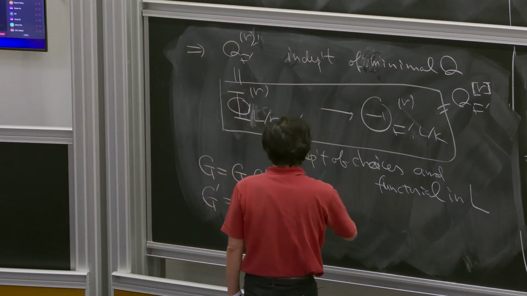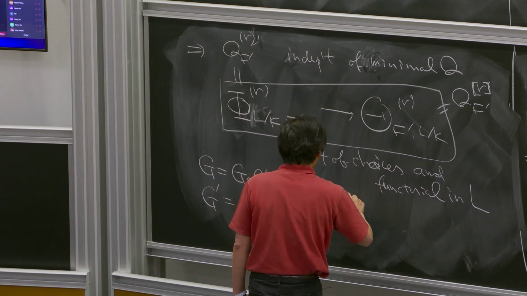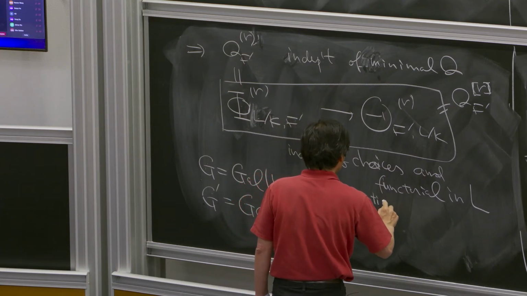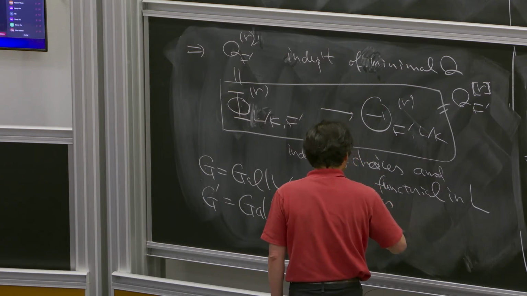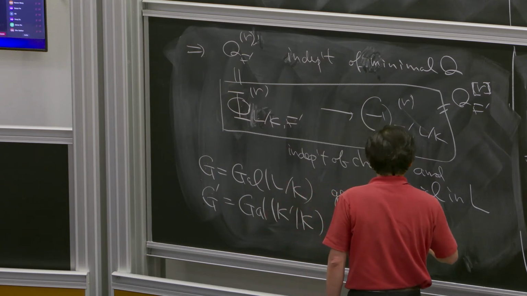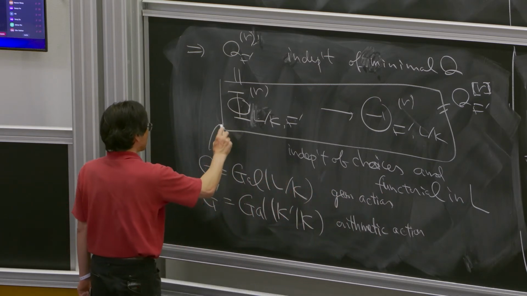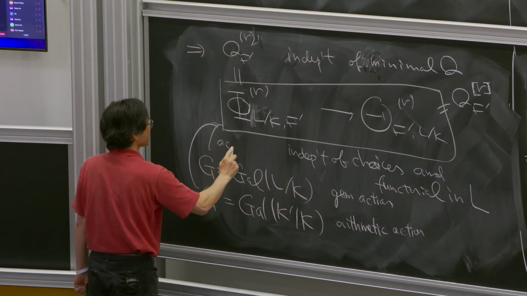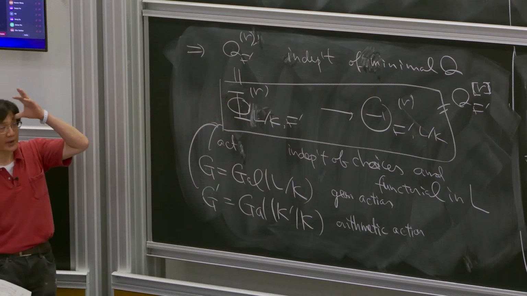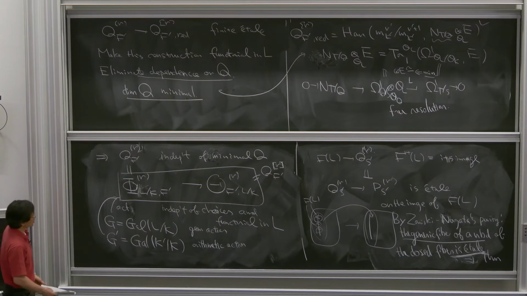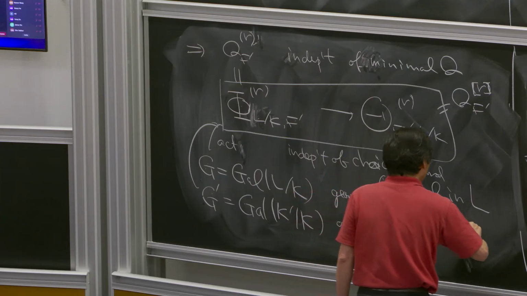And to distinguish them, let me call this the geometric action, and this the arithmetic action. So by the functoriality of the construction, both groups act on this construction. And we use the fact that they commute with each other.